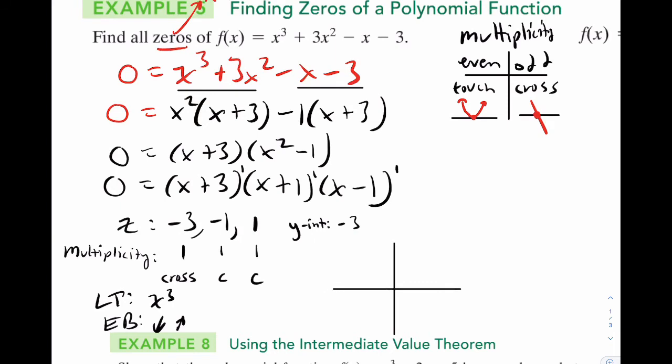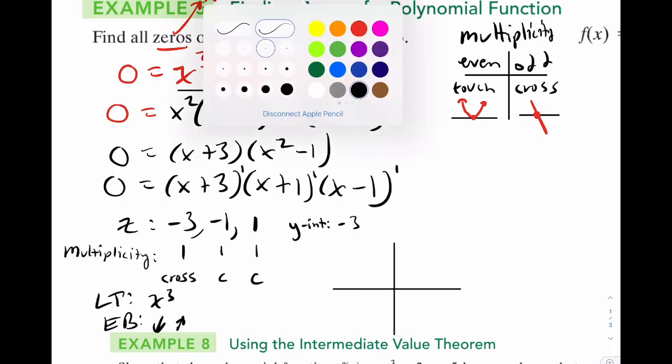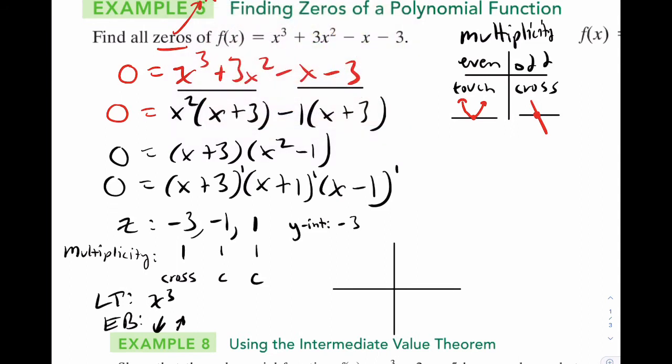The key is where to start. Always, always start with the end behavior. So I'll put a down arrow here, up arrow here. Again, always start with end behavior. Make sure you write that down. This right here is where you start. From there, you can go a number of ways.